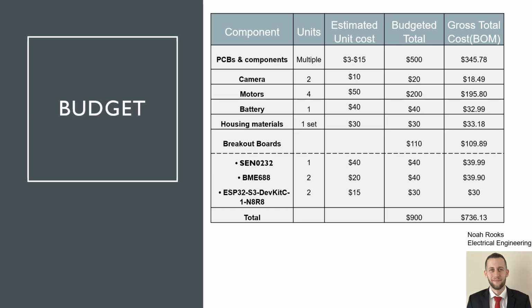This table shows our estimated total cost and budget set, as well as our total gross cost. It includes all the associated shipping fees and tariffs. As seen though, our total came out to be about $736, which is under our budgeted $900.